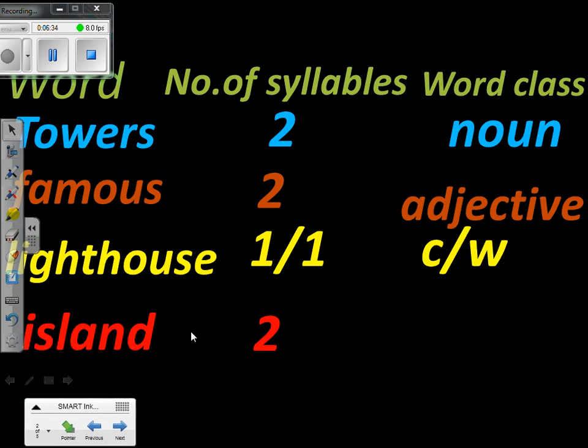Island. How many syllables in the word island? All the class. And what is the word class? Now, what is an island?